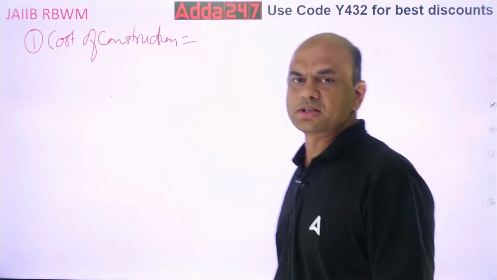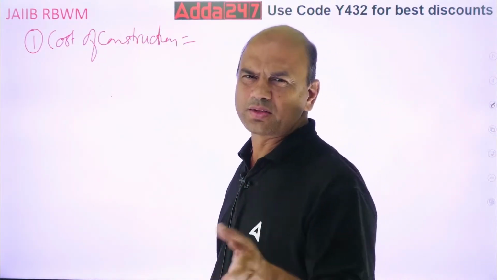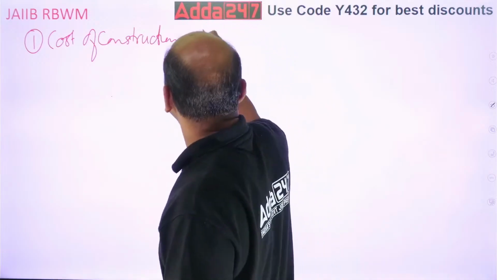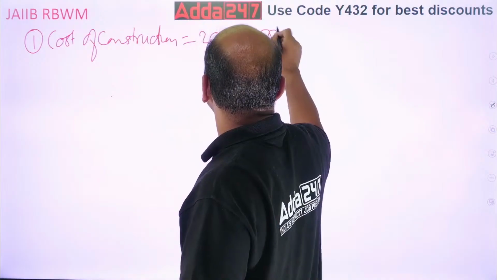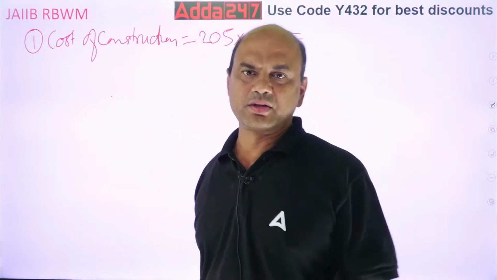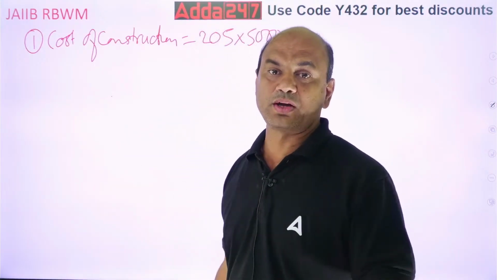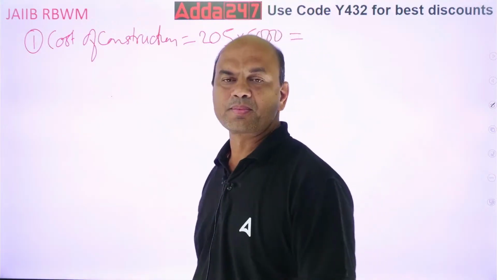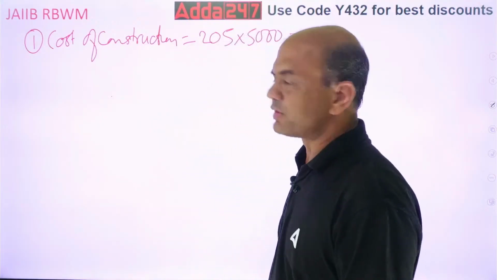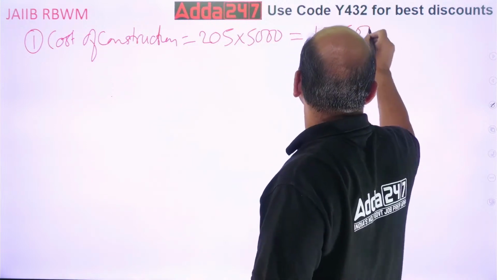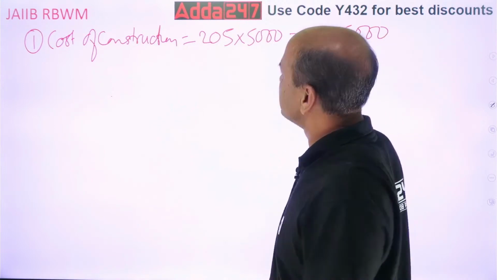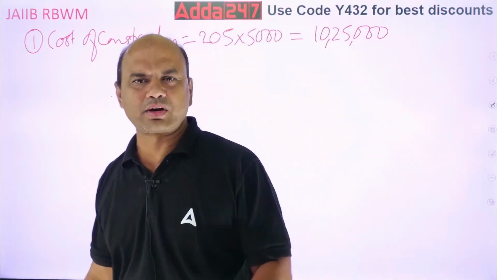So first let's move on to this. Cost of construction is what? 205 into 5,000. Give the answer fast. You also need to be fast now in this. What is the answer for this? 205 into 5,000. It is 10,25,000. Correct? 10,25,000. Now rupees everything I will not write.